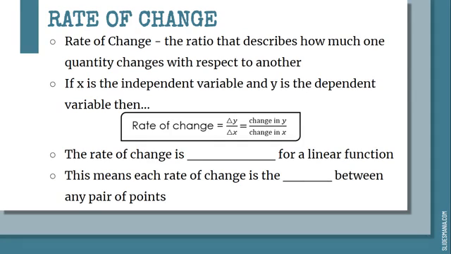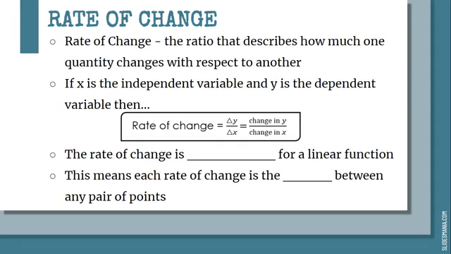The rate of change is the ratio that describes how much one quantity changes with respect to another. If we recall from middle school, the word ratio implies a comparison, and we can typically do that comparison as a fraction. So we're going to be writing the rate of change as a fraction that describes how much one quantity changes with respect to another. The two quantities we're going to be comparing are our x values and our y values. So if x is our independent variable and y is the dependent variable, then the rate of change we are going to compare is the change in y over the change in x.